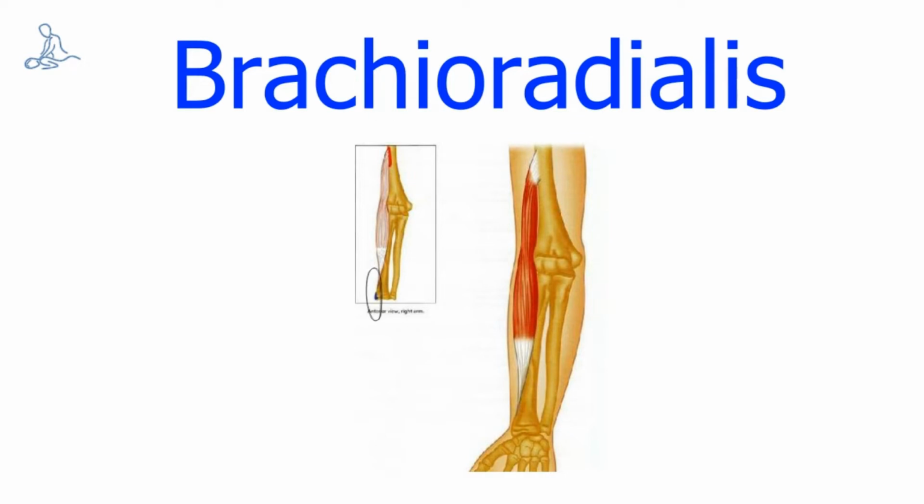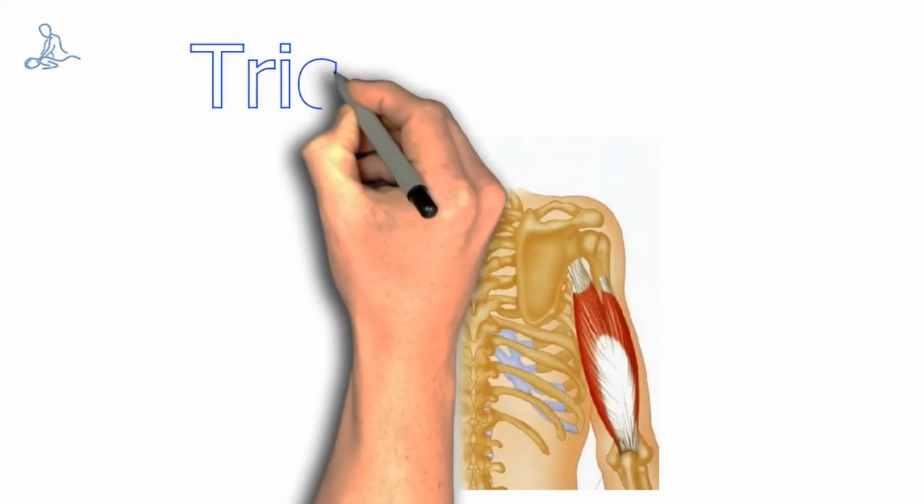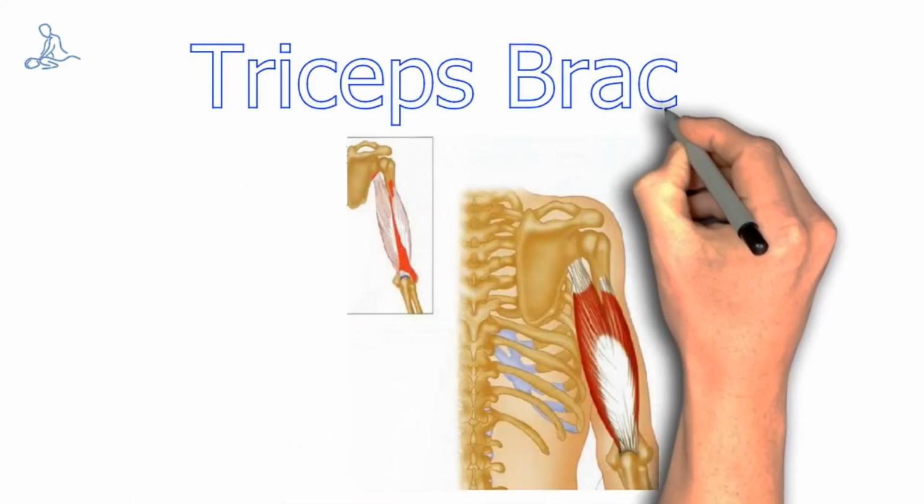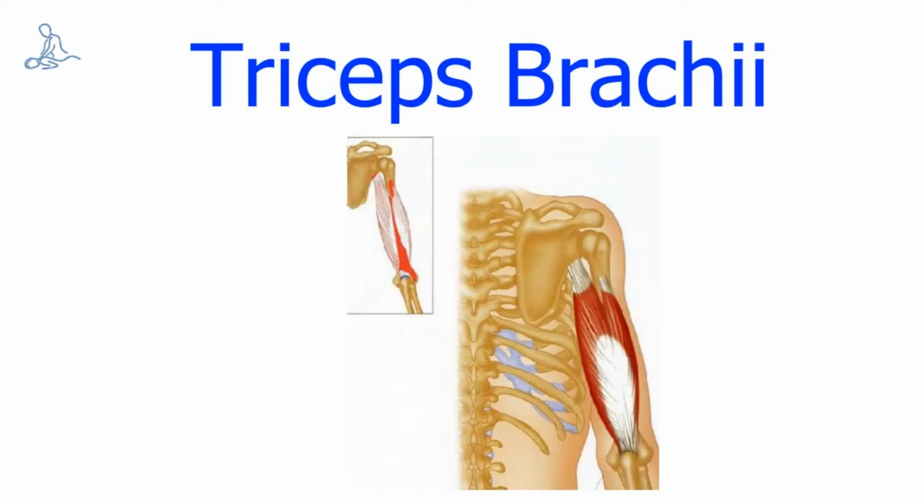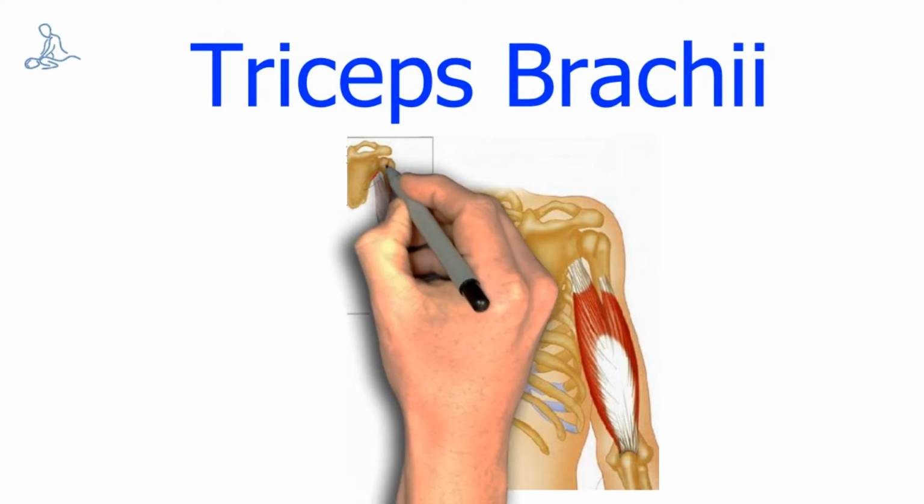The action of the Brachioradialis is to flex the elbow, supinate and pronate the forearm. Brachioradialis. Triceps Brachii. The origin of the Triceps Brachii long head is the infraglenoid tubercle of the scapula.